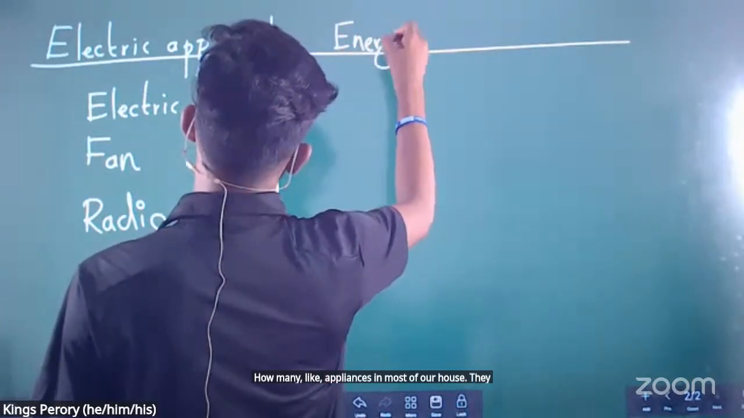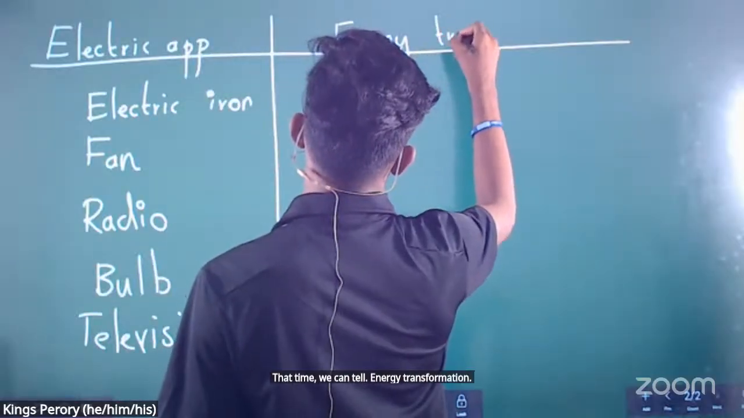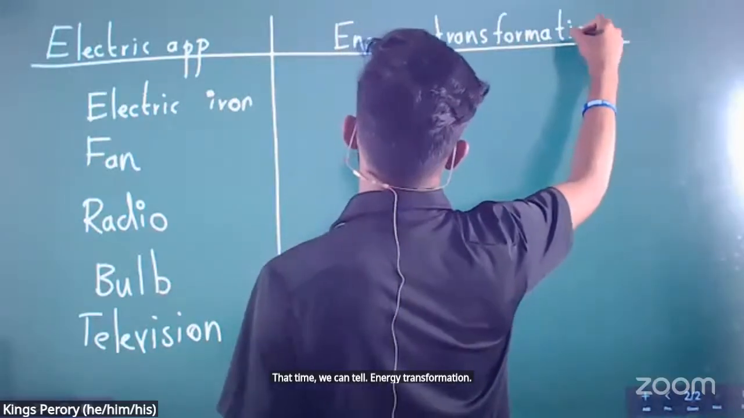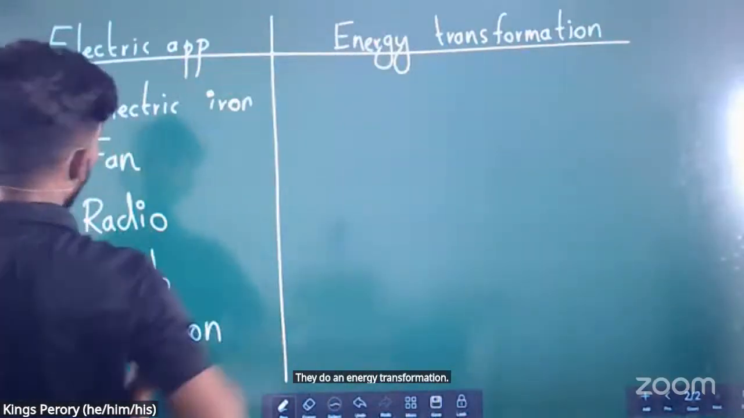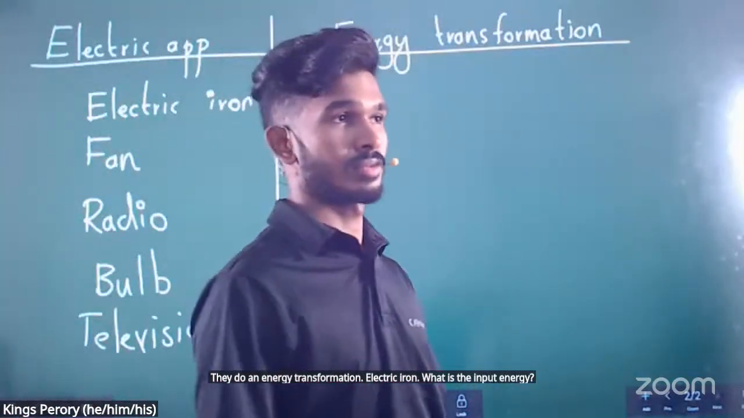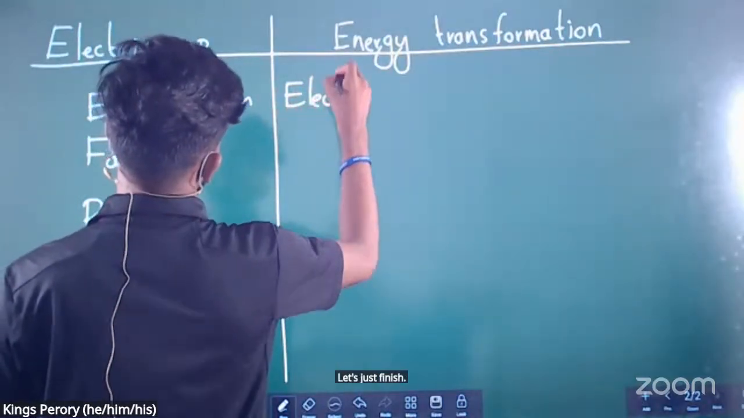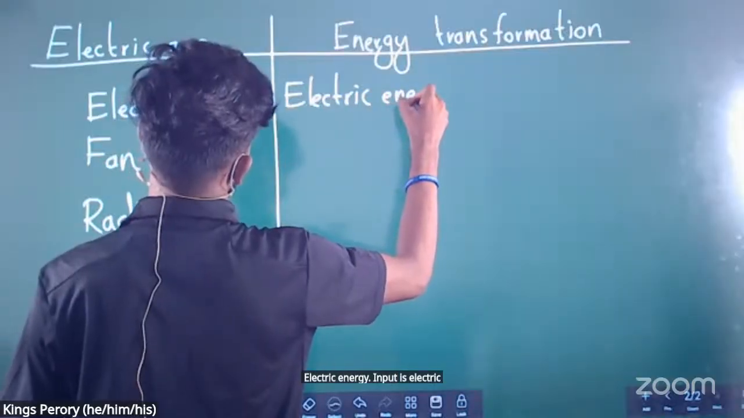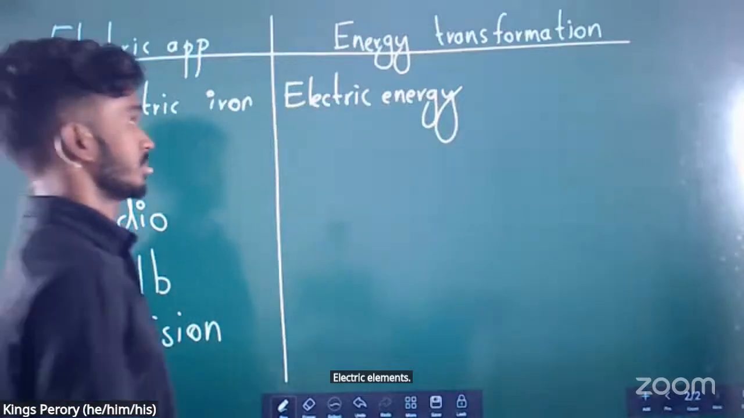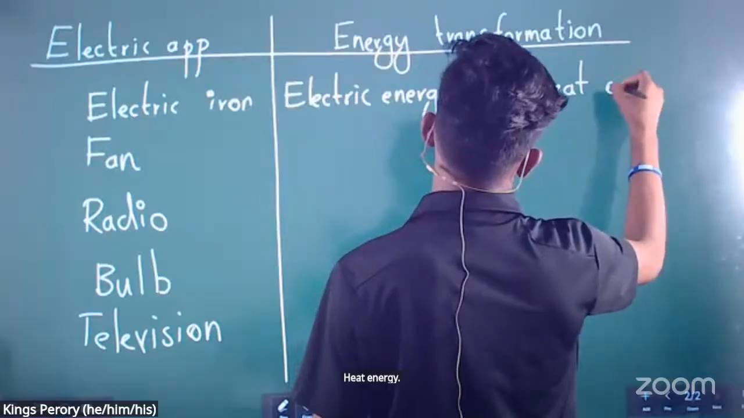They do an energy transformation. Electric iron. What is the input energy? Electric energy. What is your output there? What you get out? Heat energy.